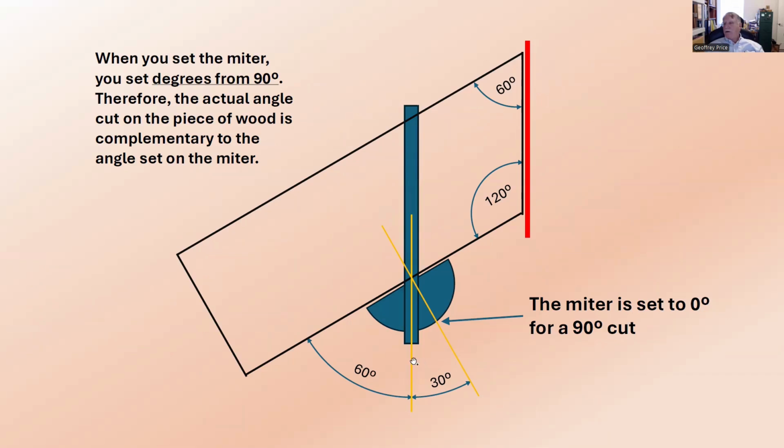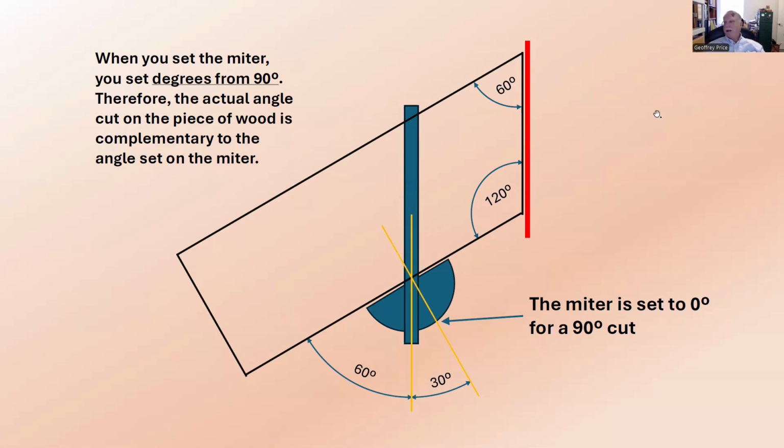You set the angle from 90 degrees. Notice then the 60 degrees is the same as this 60 degrees here. And what that means is that this and this are complementary angles. All right, so you get complementary angles, not the actual angle up here, when you use your miter that's zeroed at 90 degrees. So that's something to always remember when you're doing angle cuts on your table saw.